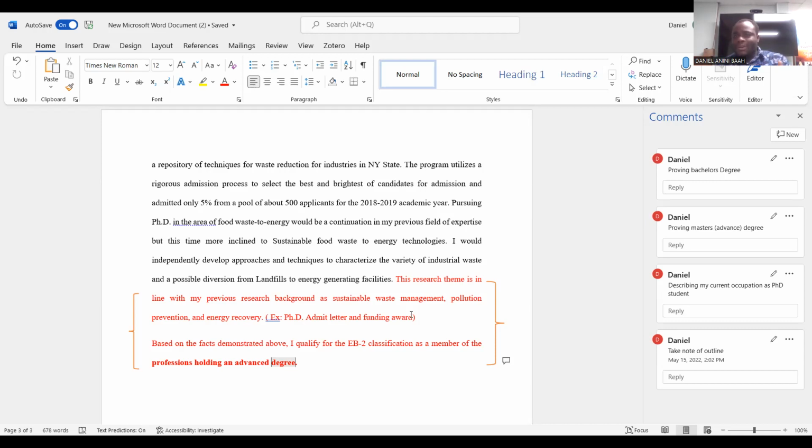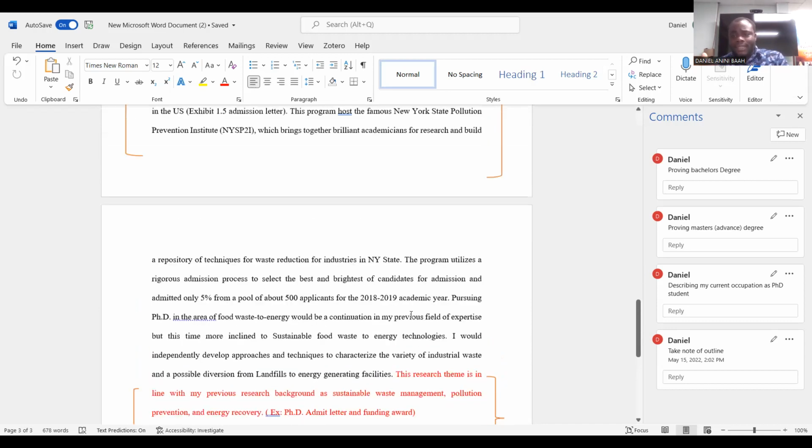The last statement is the real nail in the coffin, the real killer statement. Let's look at it. It said, based on the facts demonstrated above, I qualify for the EB2 classification as a member of a profession holding an advanced degree. First requirement satisfied. Simple. It's not rocket science. This is all English. It's not rocket science when trying to prove an advanced degree. You already have the documentation. Just describing it in your petition like this person did is going to do the magic for you.